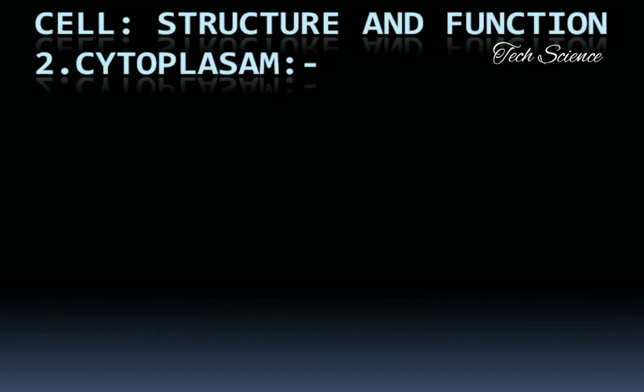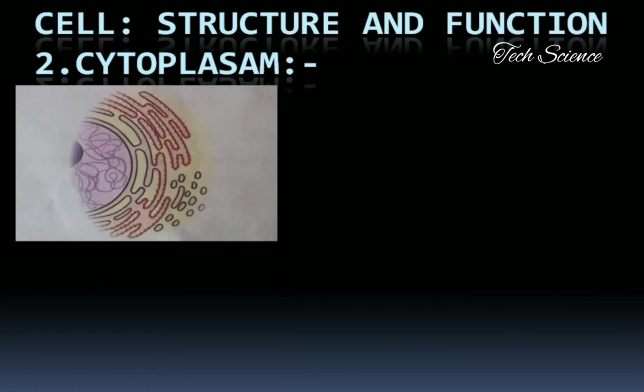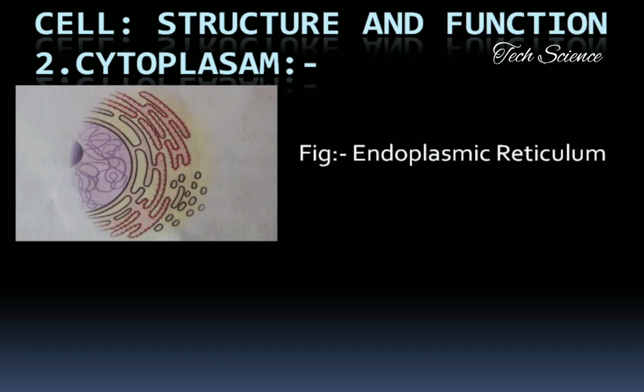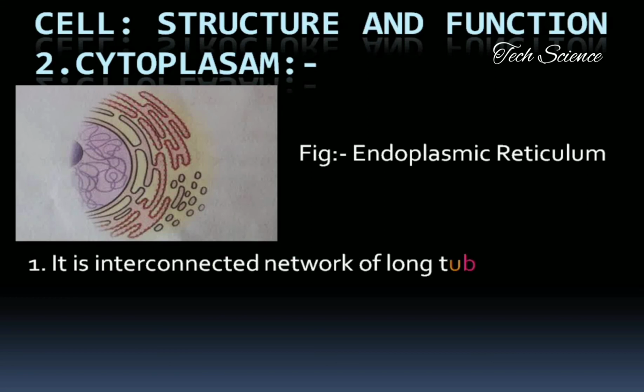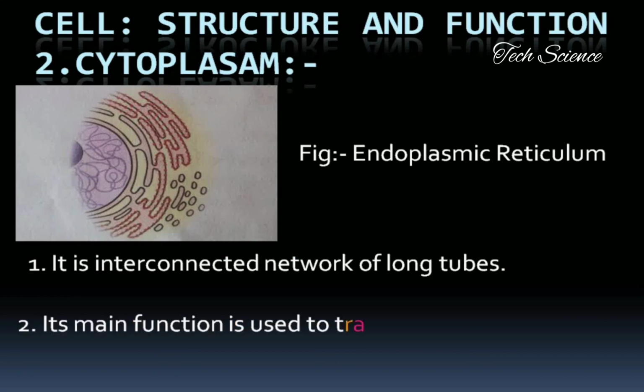Next we have a diagram, and this diagram has an interconnected network of long tubes. Of course it is called the ER. What is the ER? Endoplasmic reticulum. And what is the main function? Transport of protein inside the body of the cell. It is because of the ER, the endoplasmic reticulum. So this is the next cell organelle present in the cytoplasm.